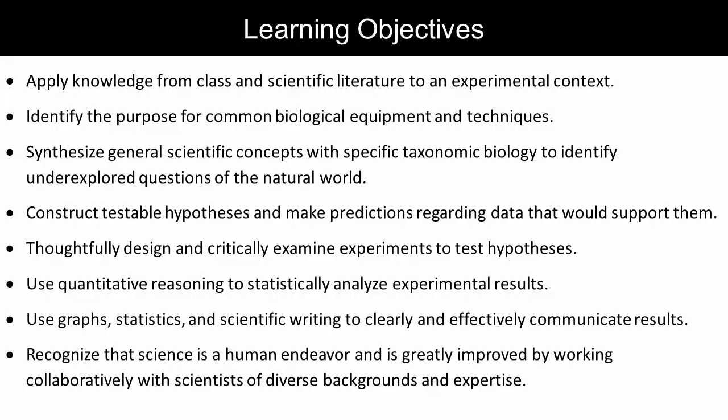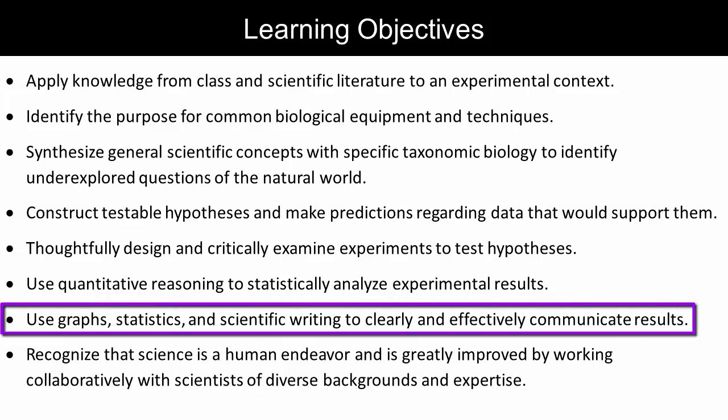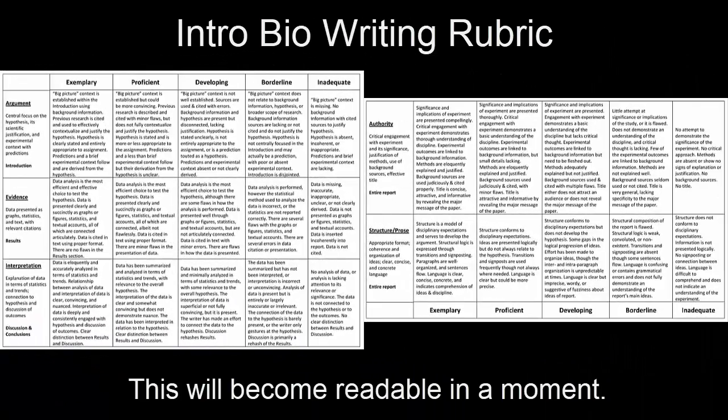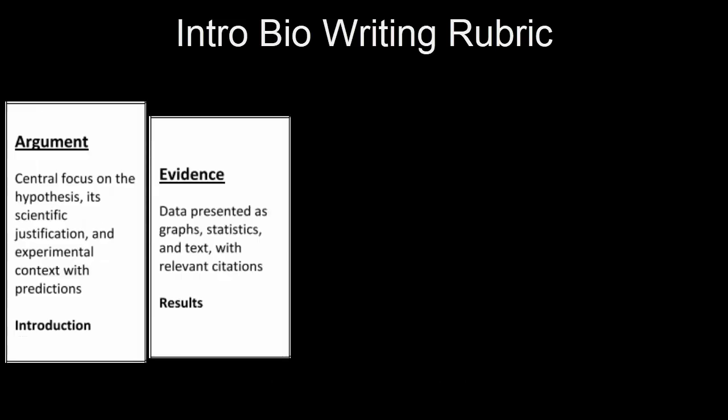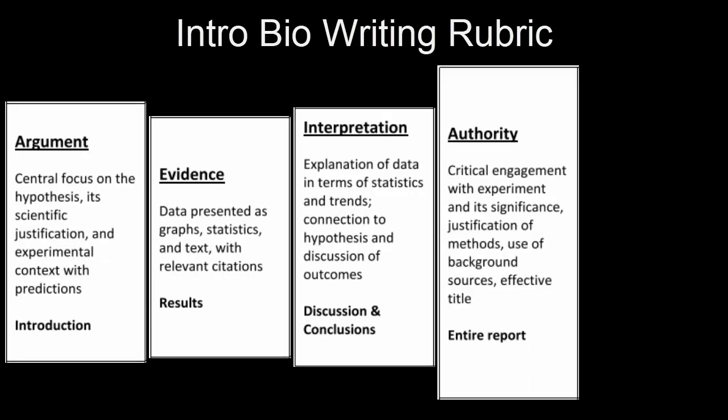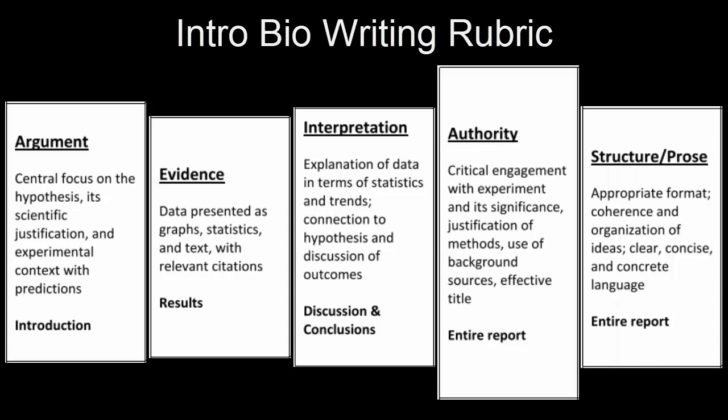Over the next few weeks, we are going to discuss effective science writing as you begin the first draft of your lab report. Today's focus will be on the introduction. But before we get into the specifics of the introduction, I want to talk about the structure of our writing rubric. There are 5 categories listed here: argument, evidence, interpretation, authority, and structure/prose.